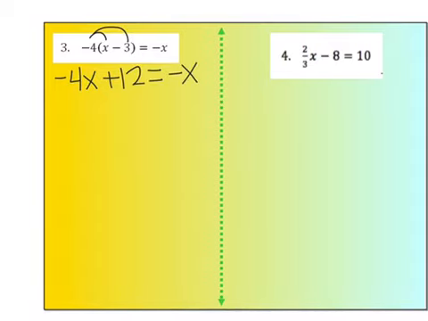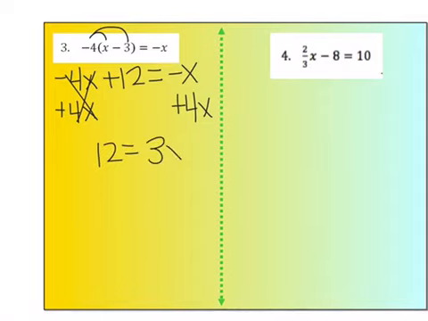Right now I have x's on both sides. I don't like that, so I'm going to get all of my x's to one side. I'm going to add these 4 x's. So I'm left with just 12 on this side equals a negative 1 plus 4 gives me 3x. So right now I have 3 times x, so to undo timesing we divide, and I get x equals 4.